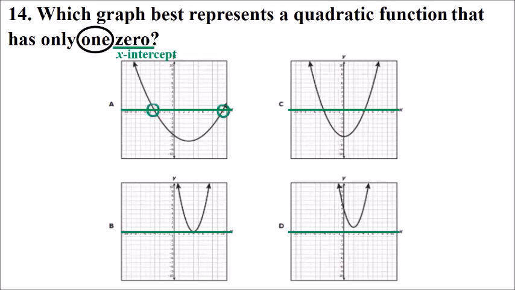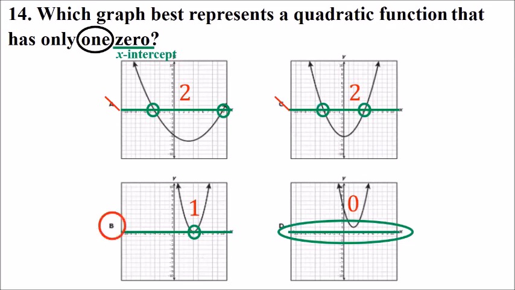When I look at answer choice A, it has 2 zeros. When I look at answer choice C, it has 2 zeros. So no, that's not good either. When I look at answer choice B, there's only 1 zero. And if I look at answer choice D, it doesn't touch the x-axis at all. So that would be an example of no zeros. So the best answer for number 14 would be B.